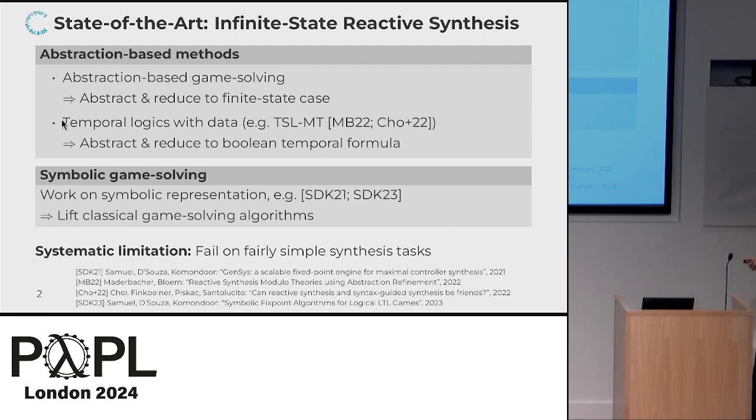But both kinds of methods are inherently similar: the main part of the algorithms, for example game solving, doesn't differ very much from the finite state case. And that's why they fail on some interesting class of problems, even with small examples. I'm going to show you one in a minute where these methods actually fail. But before I show you the example, let me introduce you to our formalism.